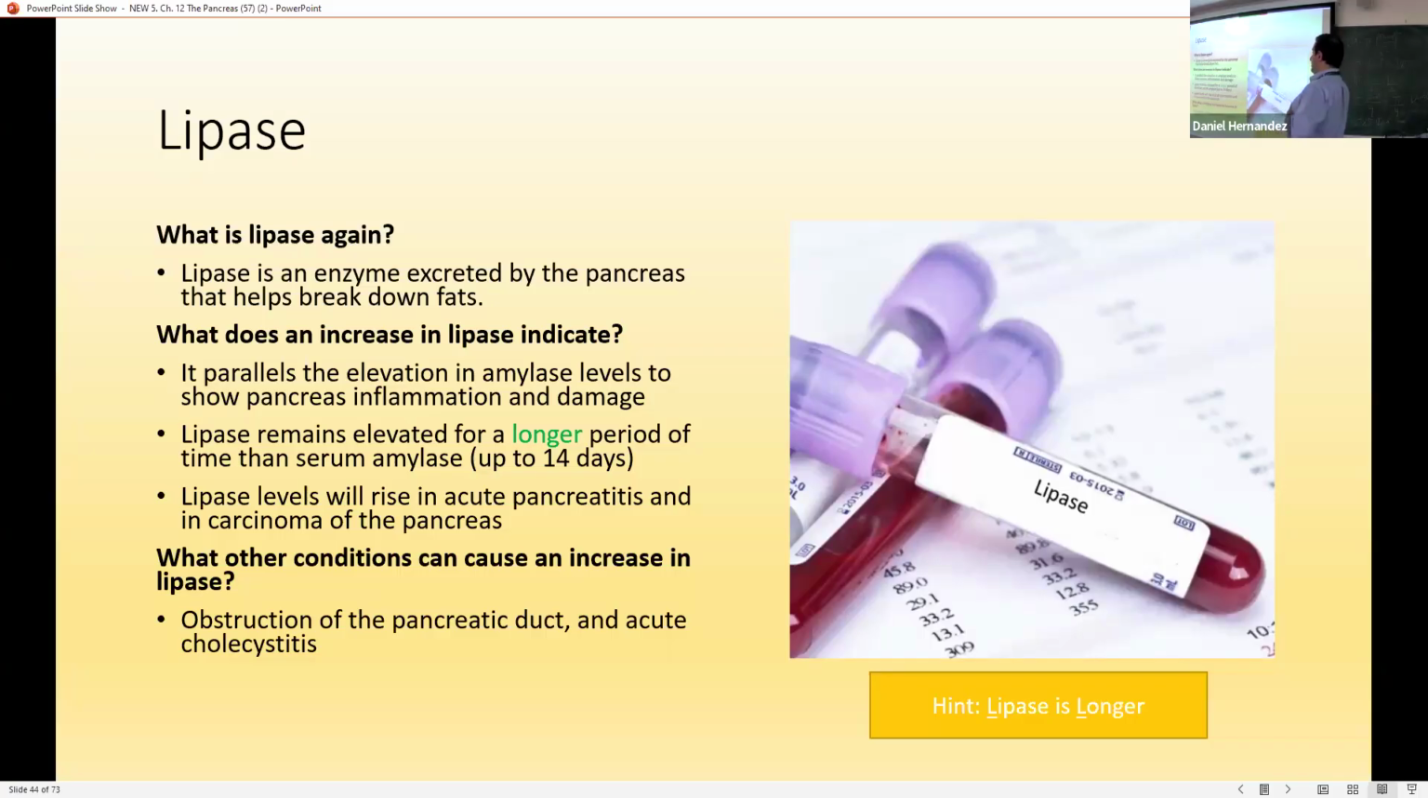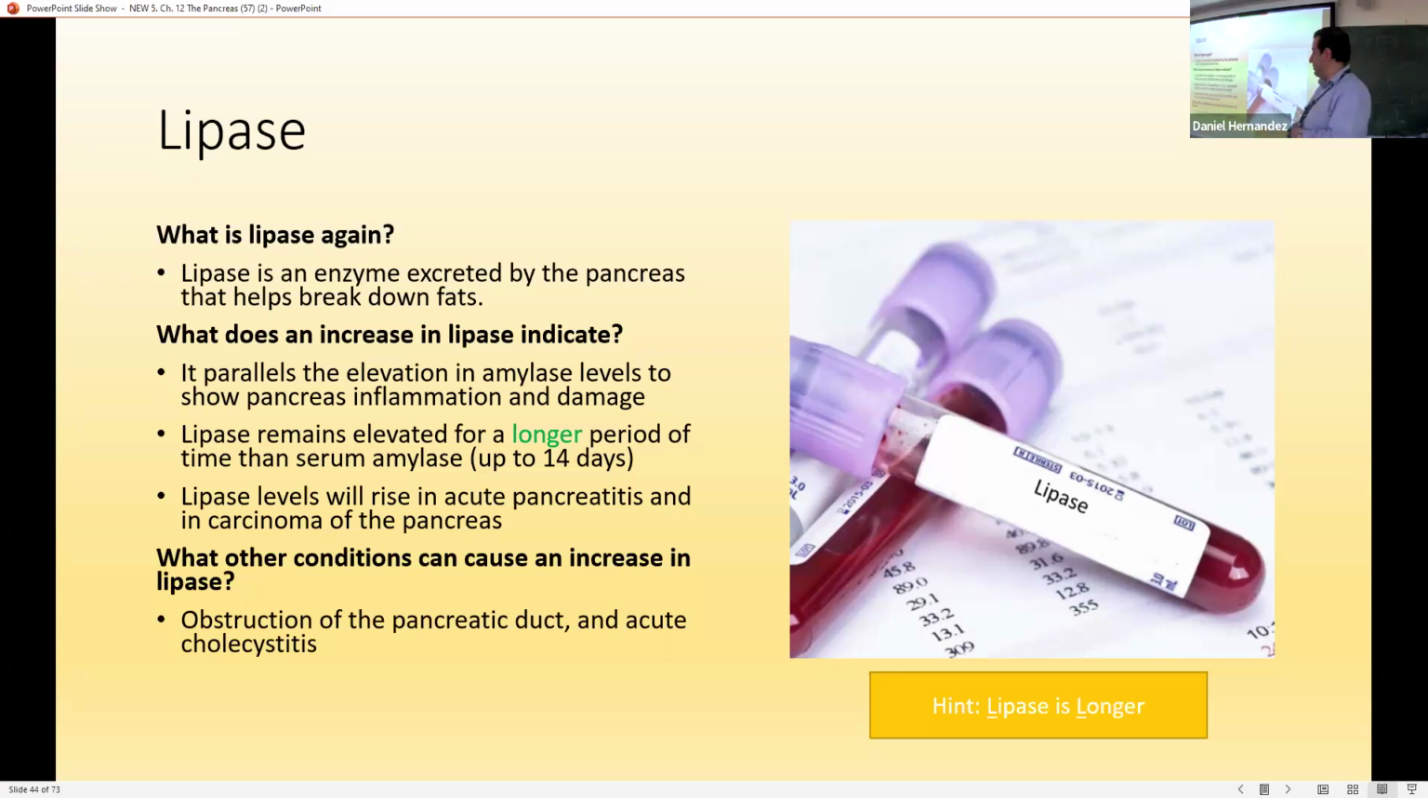So a patient might be experiencing epigastric pain, I'm not sure what's going on. They ignore it for a while. We might not have caught it in that window where the amylase is elevated, but the lipase would still be elevated at that point. So elevated lipase levels, like I said, would be in the setting of acute pancreatitis. But also keep in mind that carcinoma of the pancreas can also raise a patient's lipase levels as well.